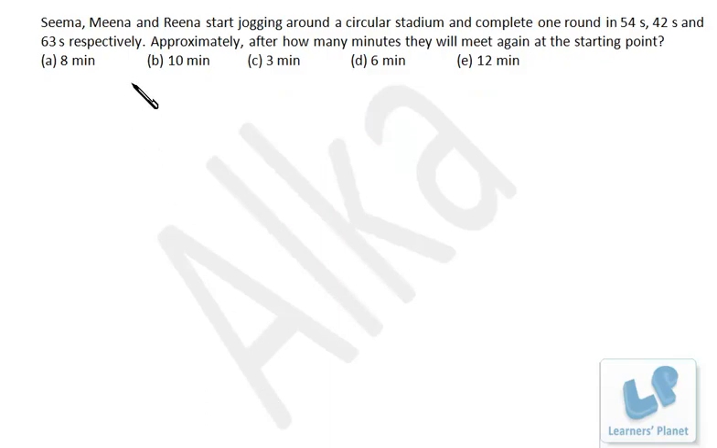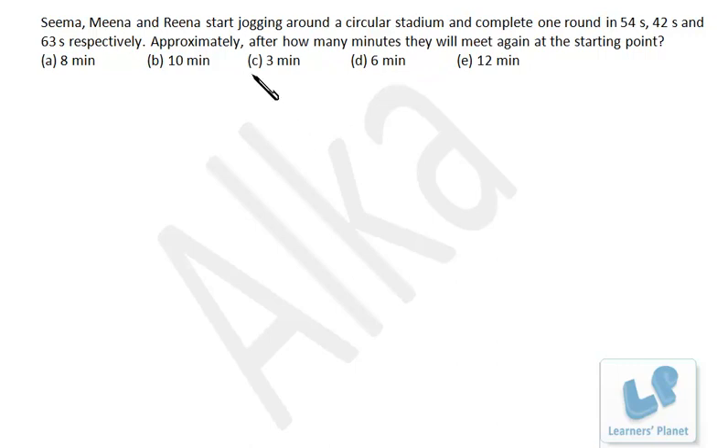Now, this problem: Seema, Meena and Reena start jogging around a circular stadium and complete one round in 54, 42 and 63 seconds respectively. Approximately after how many minutes will they meet again at the starting point? It's very simple, friends. We need to take the LCM of these three data, that is 54, 42 and 63, right?